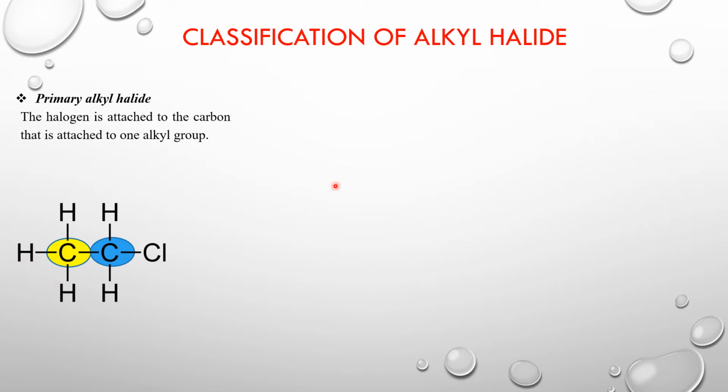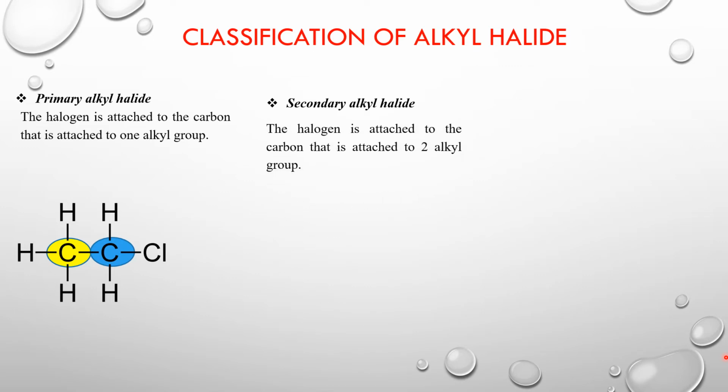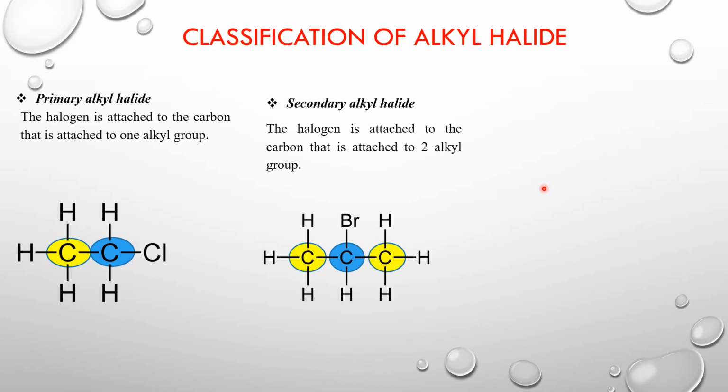Okay. Then we look at a secondary alkyl halide. In a secondary alkyl halide, the halogen is attached to the carbon which itself is attached to two alkyl groups. So if you look at this example here, this is our halogen, a bromide group. Now the carbon attached to this halogen is this here. Okay. How many carbons is this carbon attached to? So that is attached to 1 and 2 alkyl groups.